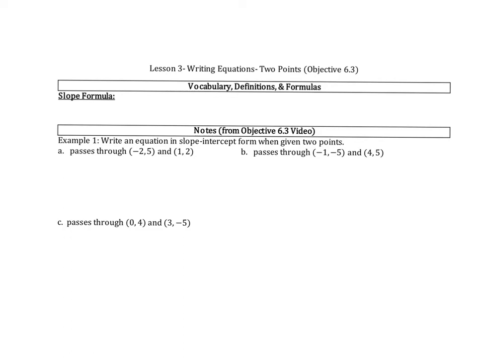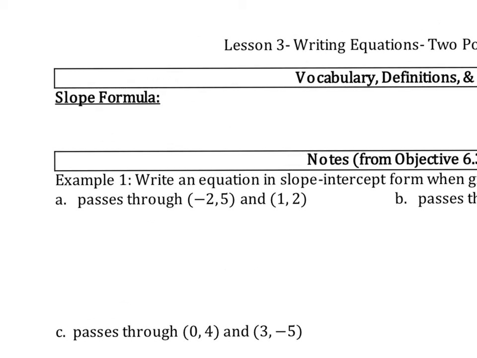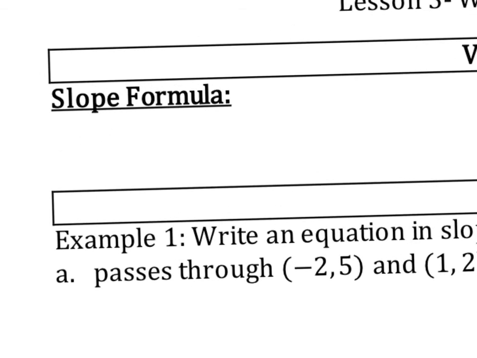This video is over Lesson 3, Objective 6.3. To start this off, we're going to need the slope formula, which you should recall from a previous unit, but just in case, let's put it down again here. So we start with m equals y2 minus y1 over x2 minus x1. So that's from Lesson 1.